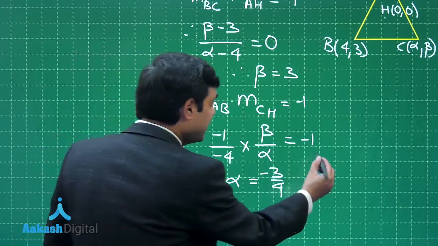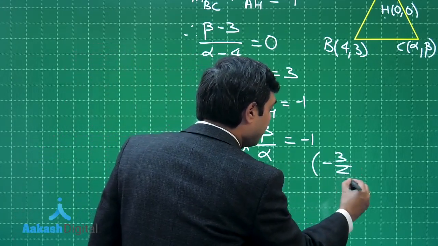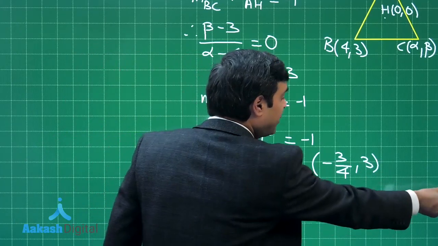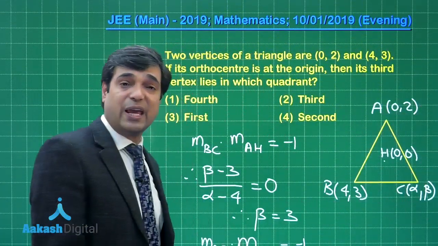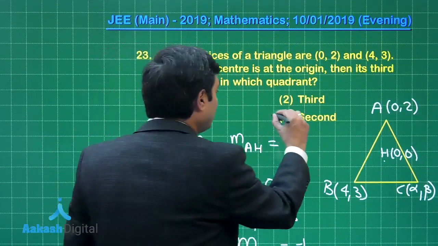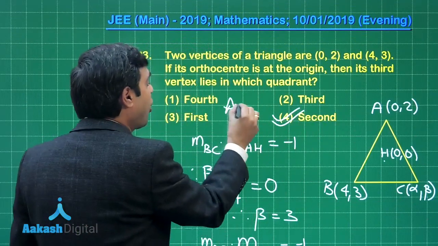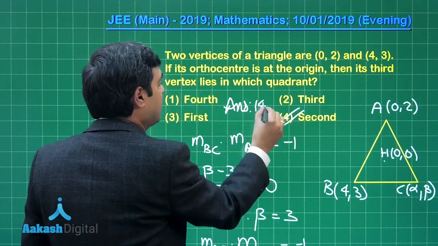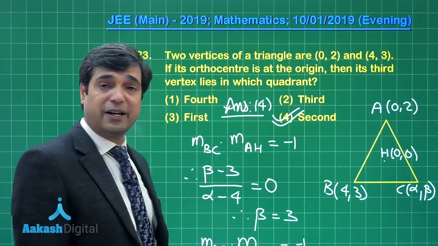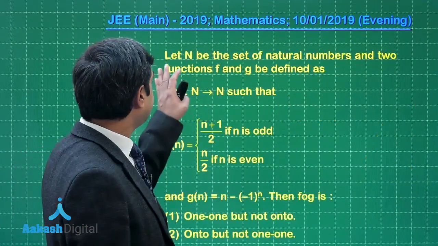So, what is the point here? Point is -3 by 4, 3. Which quadrant is the point lying in? The point is lying in the second quadrant. So, the correct answer for this question is option number 4. Let us move on to the next one, that is 24th question.